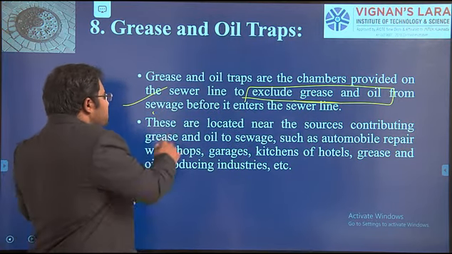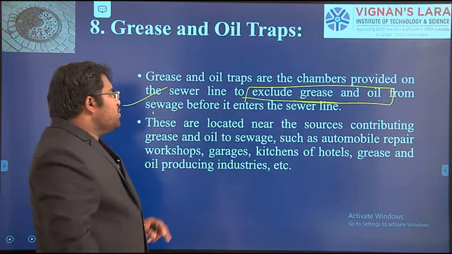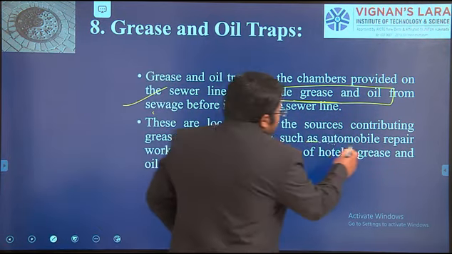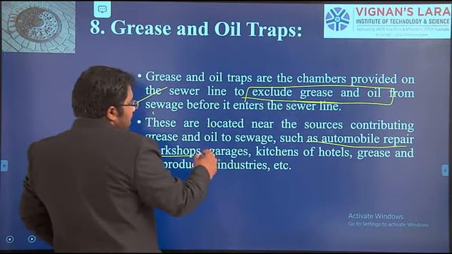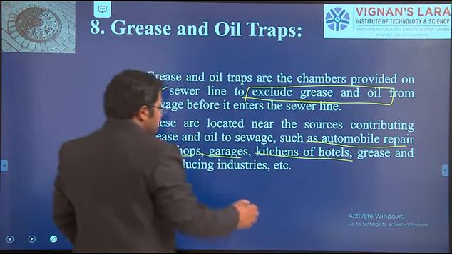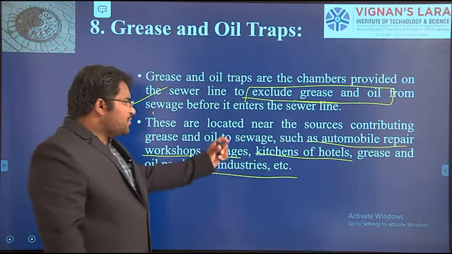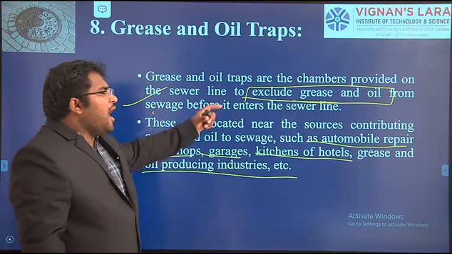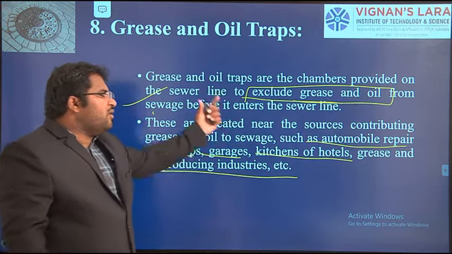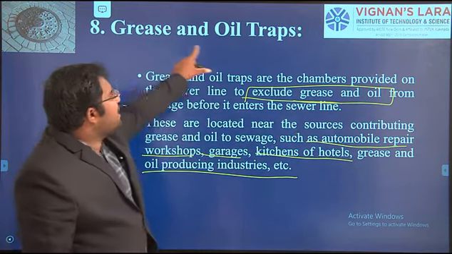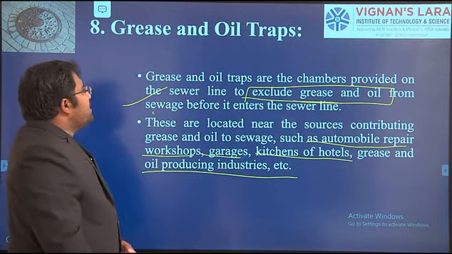Next, these are located near the sources contributing oil and grease. What are the different sources? Automobile repair workshops, garages, kitchens of hotels, and grease and oil production industries. From there we will get oil and grease. That oil and grease will be removed before the sewage enters the sewer line. For that purpose, we have these oil and grease traps.